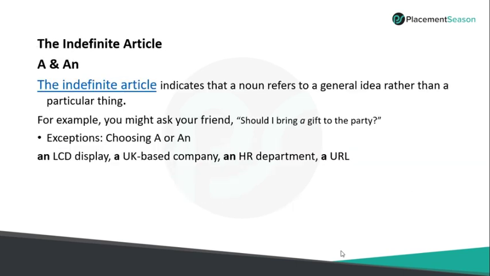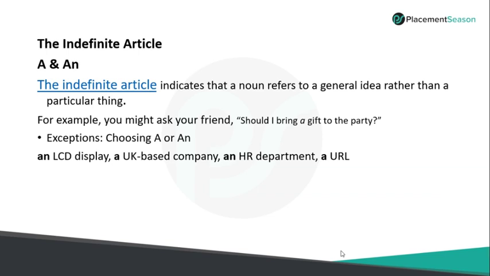Moving on into the indefinite articles, 'a' and 'an'. The indefinite article indicates a common idea or general idea rather than one particular thing. For example, should I bring a gift to the party? Here, your friend is not telling you about any particular gift that both of you know. It is just a gift. It can be any gift.